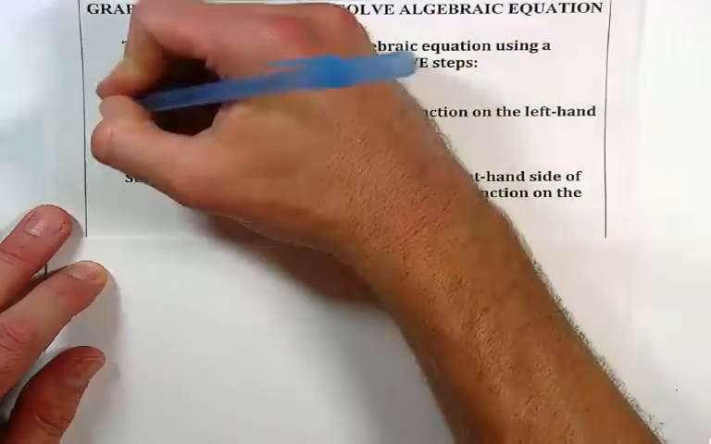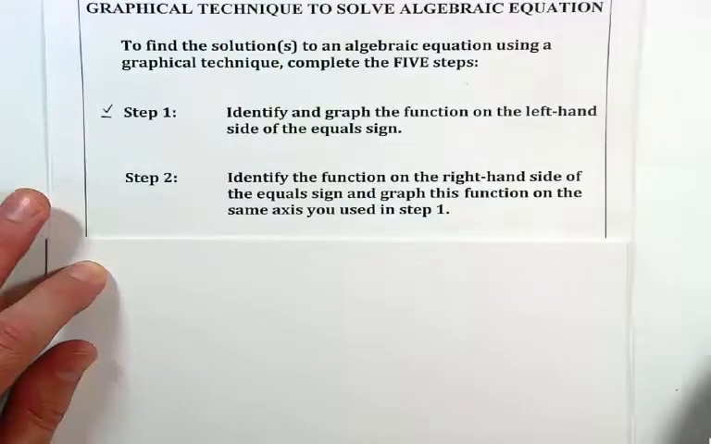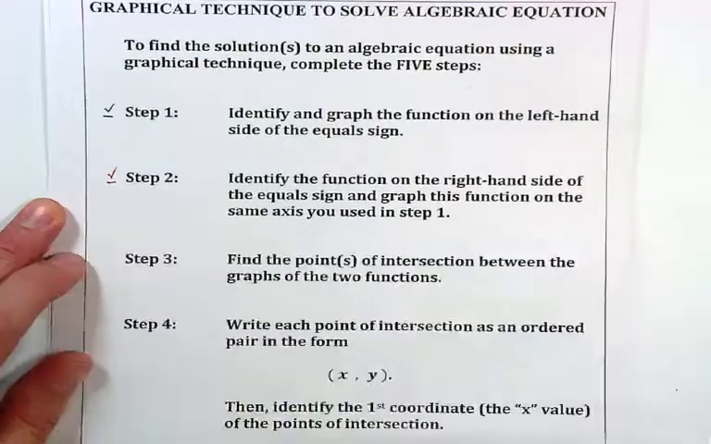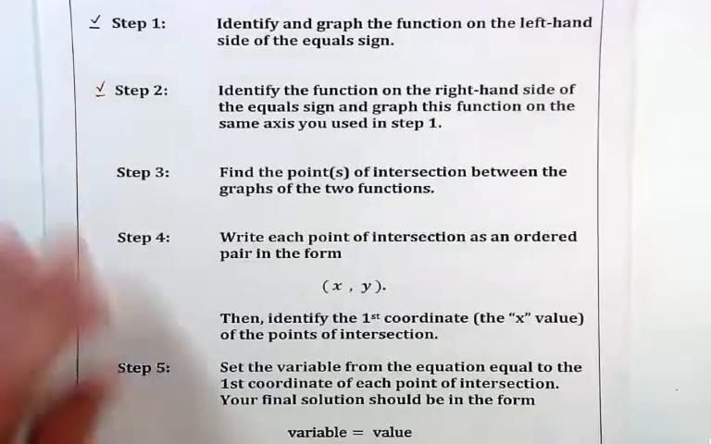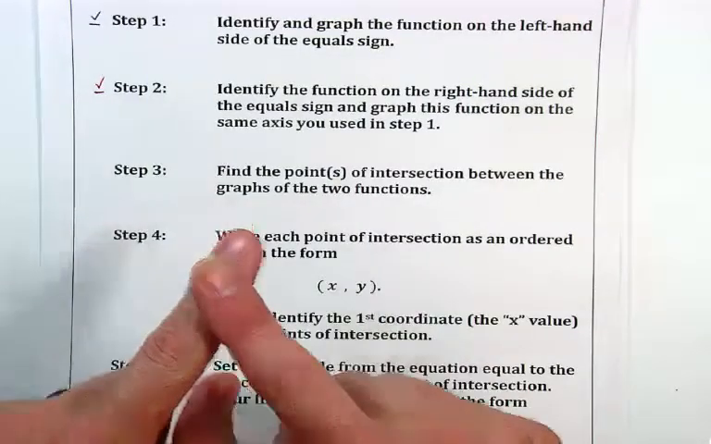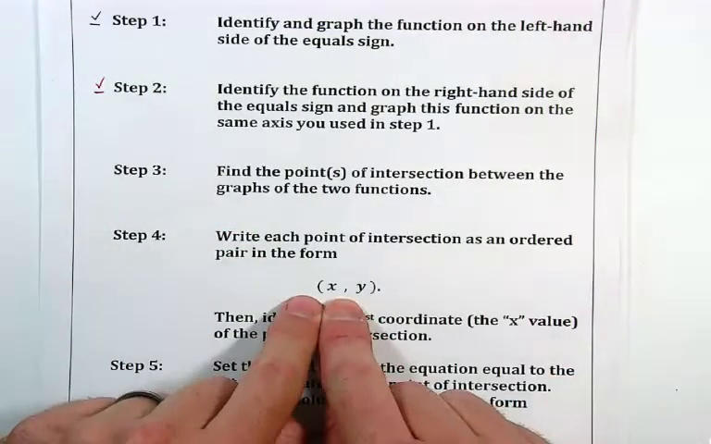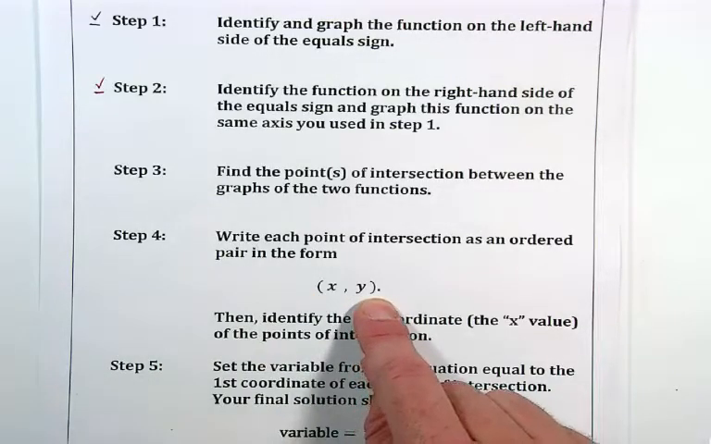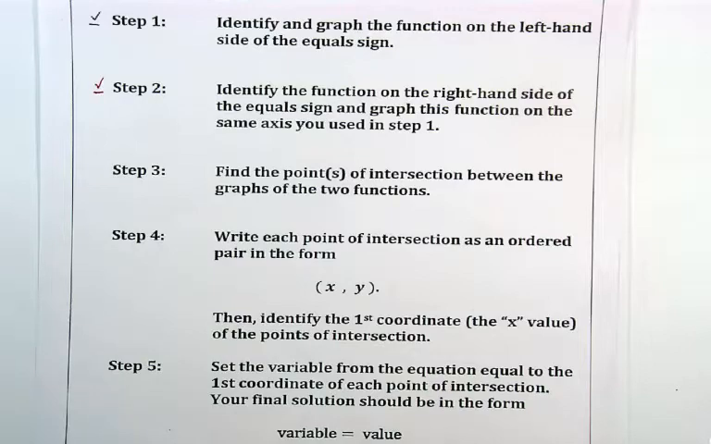We go back and review the graphical technique. We've already identified and graphed the left-hand side. We've also identified and graphed the right-hand side. The next two steps of my graphical techniques are to find the points of intersection between the graphs. Where do they touch? Then we're going to write each point of intersection as an ordered pair and specifically identify the first coordinate of each ordered pair.